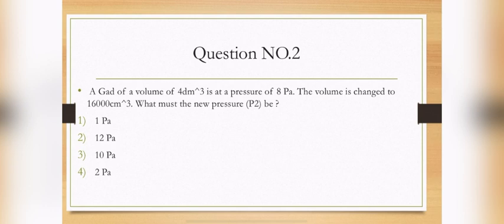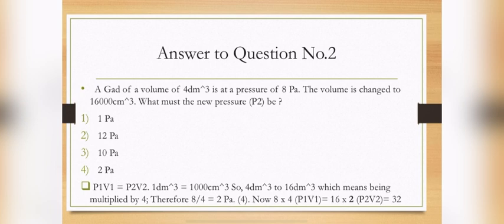A gas of volume 4 decimeter cube is at a pressure of 8 pascals. The volume is changed to 16,000 centimeter cube. What must the new pressure, or let's say P2, be? So guys, in this case, we have to refer to the formula. So let's do this. Pause the video and think about it. So, the answer to question number 2.